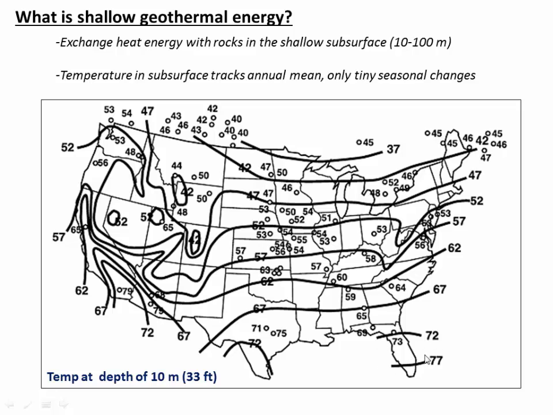So down in Florida, it's around 77 degrees. Up here in Vermont, it's around 45 degrees down there. So that's very different. It's a 30-degree difference, and basically has to do with the fact that the average temperature in Vermont is much colder, and the subsurface is mimicking that.